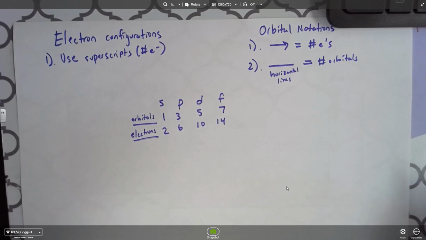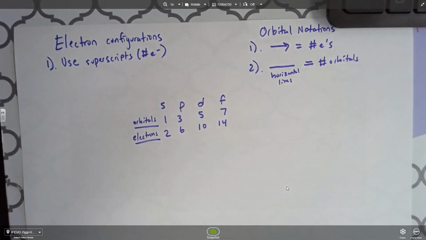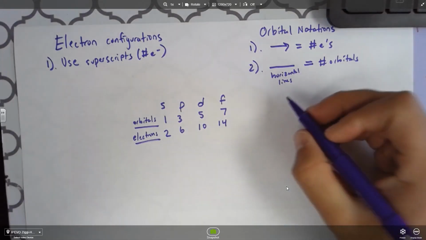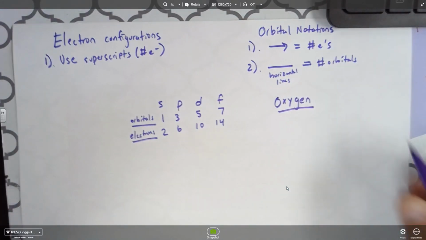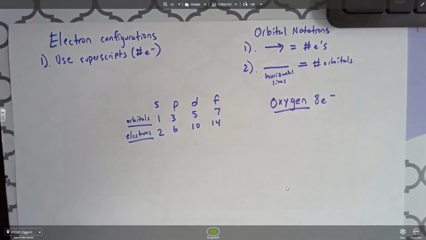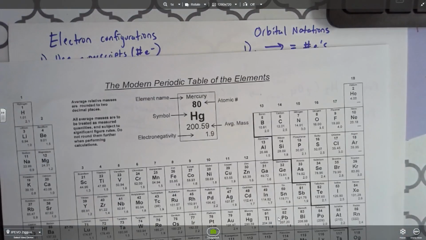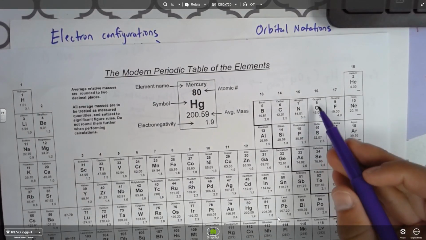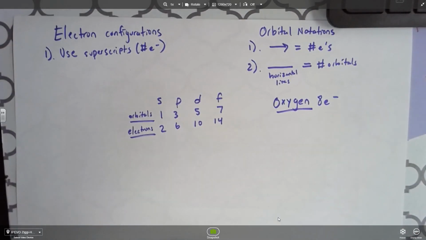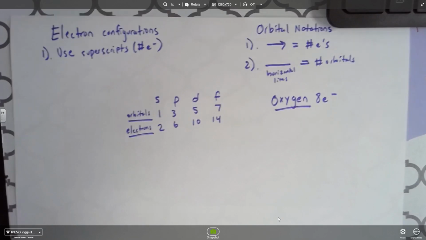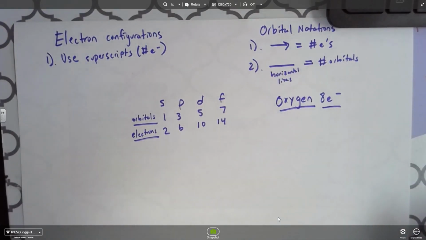So for electron configurations, let's say I'm going to pick an element that's more towards the top of the periodic table. So I guess we would just go with oxygen. Okay, oxygen has 8 electrons, and we know that by looking at its placement on the periodic table, which is right here. Okay, it has 8 as its atomic number, but it's neutral, so it also has 8 electrons. That's the first thing you must do. You must figure out the number of electrons. Okay, so oxygen has 8.